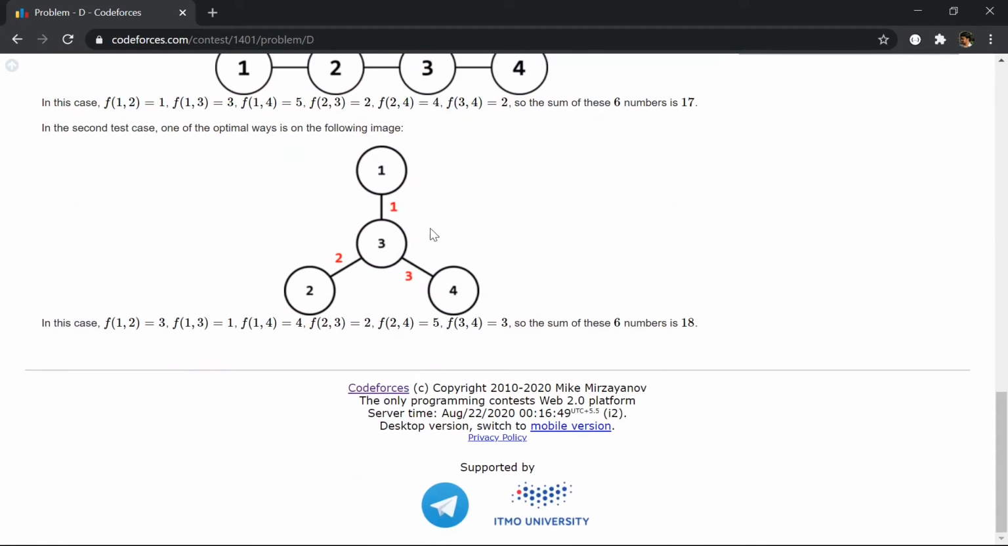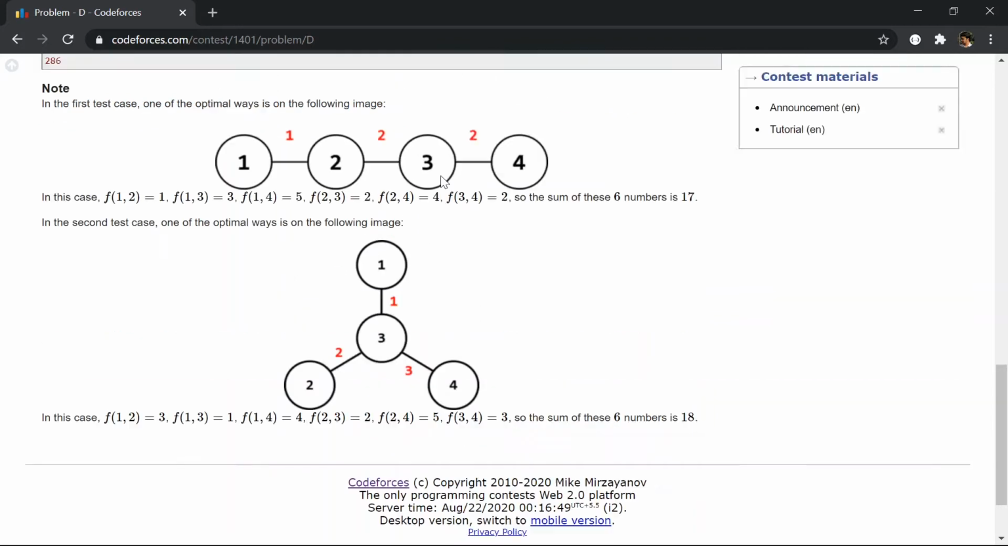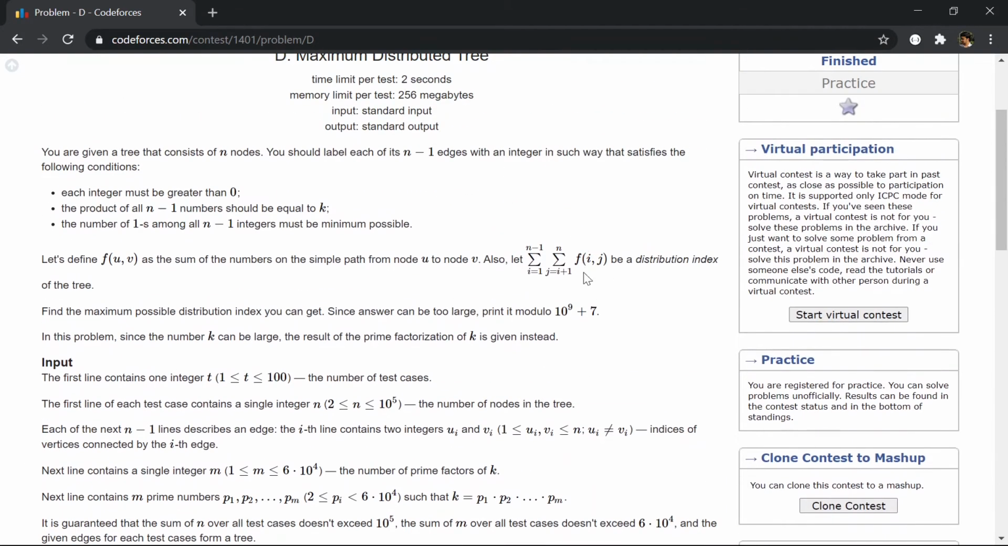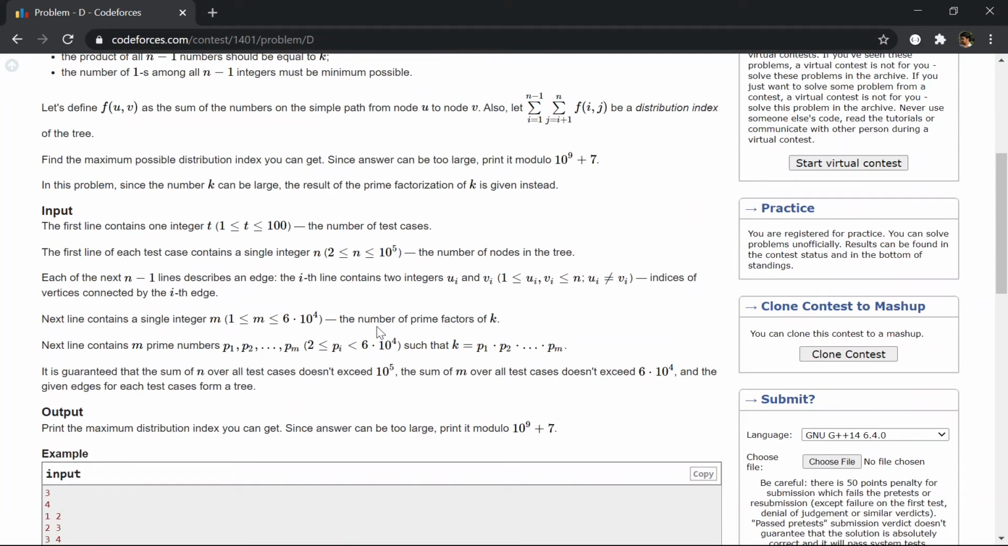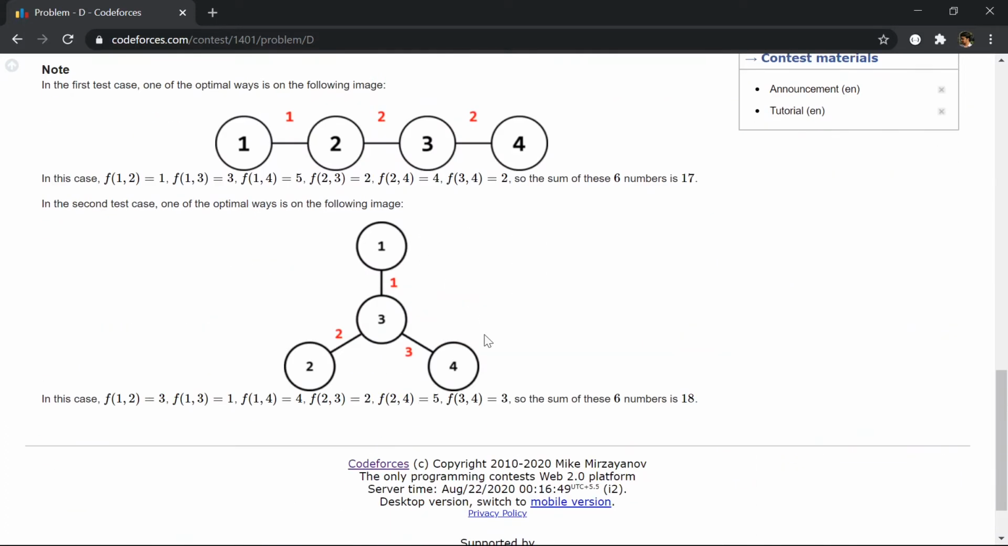If you think of calculating for each pair, it will become very complicated because n is very large. If you are assigning and then finding n, it will be very complicated. So we have to think about a very neat and very simple solution.